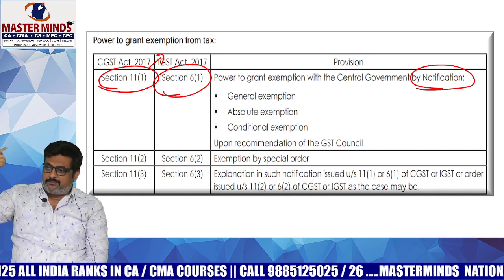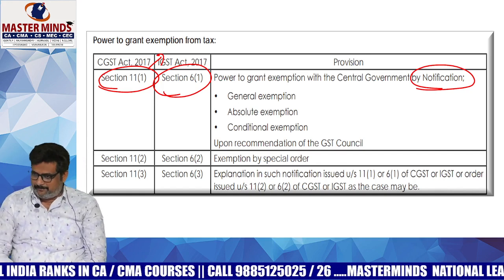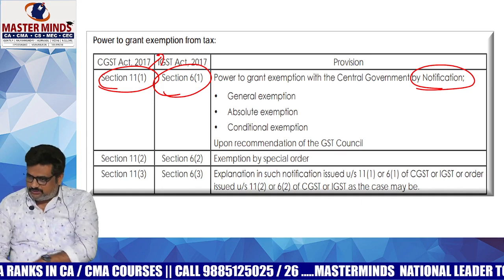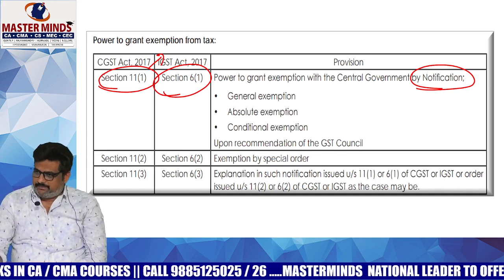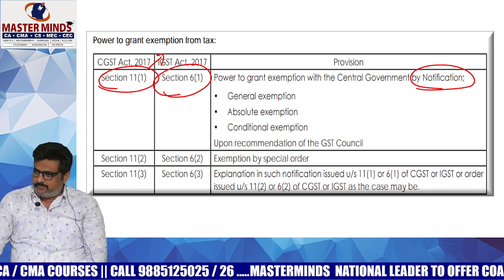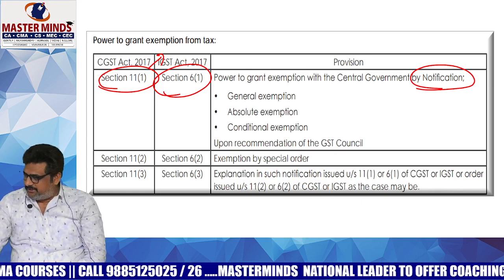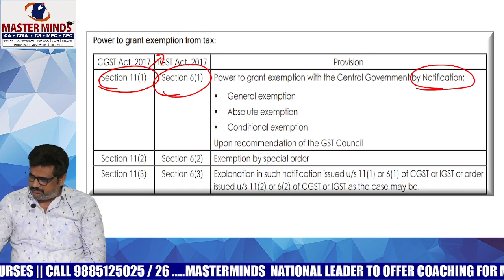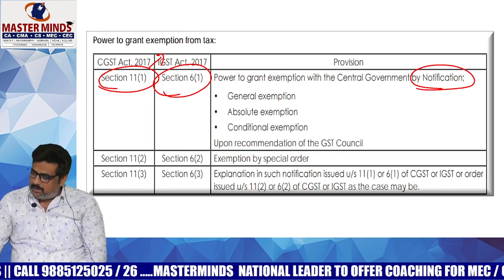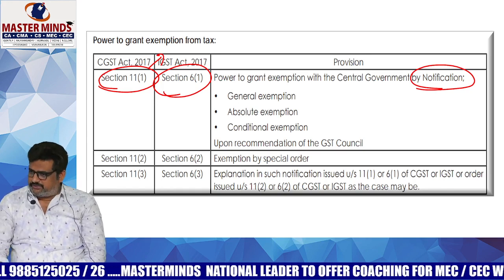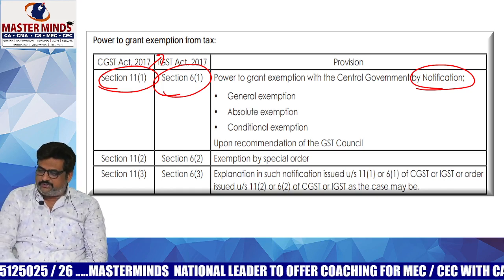In the same way, exemptions were also partial. But now in our GST, there is no such concept. So practically it is not there, whereas in theory it is there. So full exemption means there is no need to pay the GST, and if it was exempted only to some extent, it is known as partial exemption.